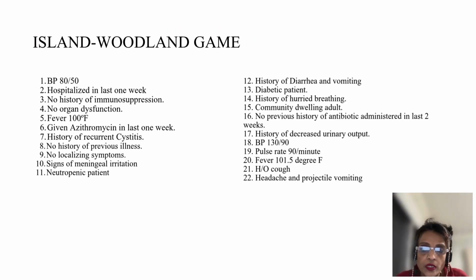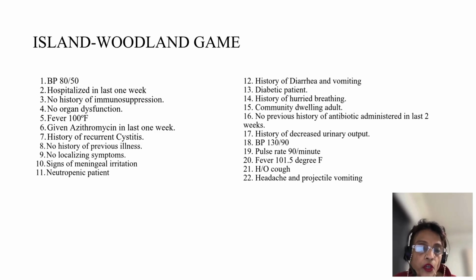Now here I have a puzzle. Based on the above conditions, I have given various clinical features and you should categorize them into island and woodland. Island represents the acute undifferentiated fever, and woodland represents features that don't fit into acute undifferentiated fever. So island should have features which support acute undifferentiated fever, and woodland should have features which do not support it.